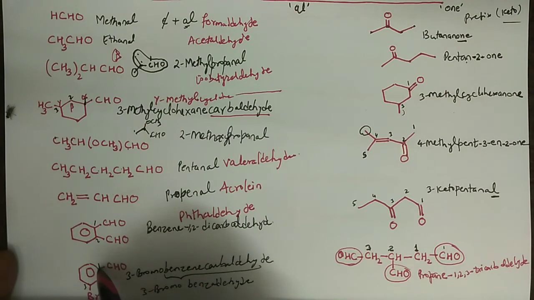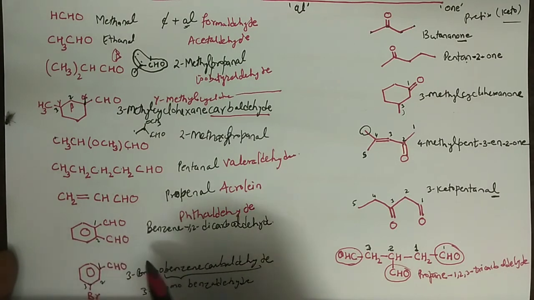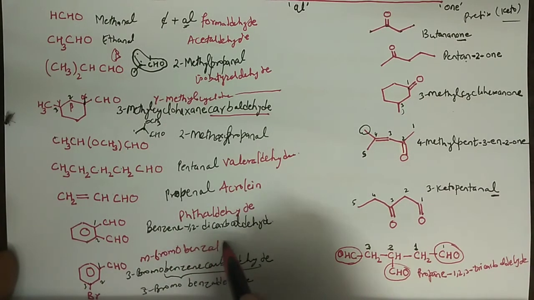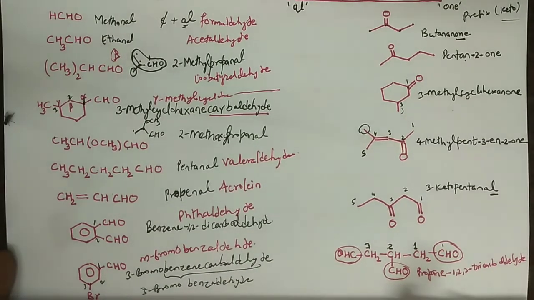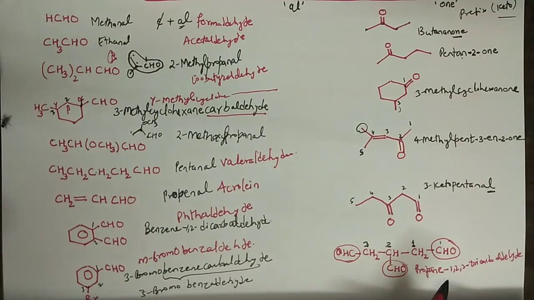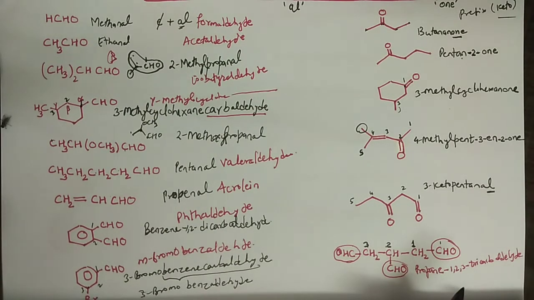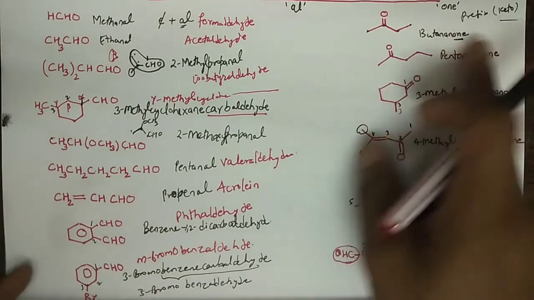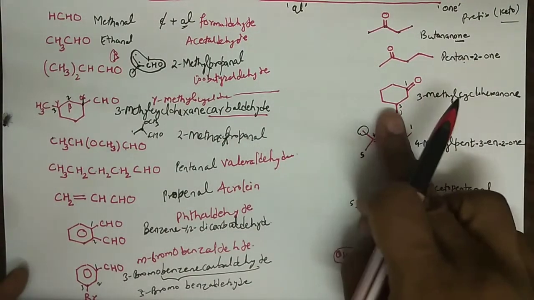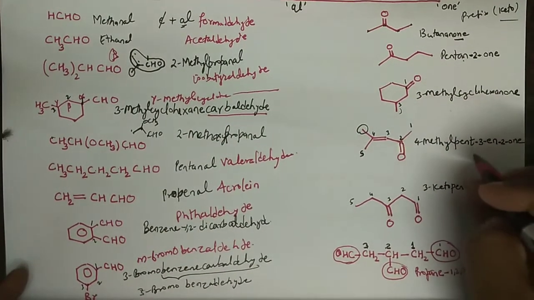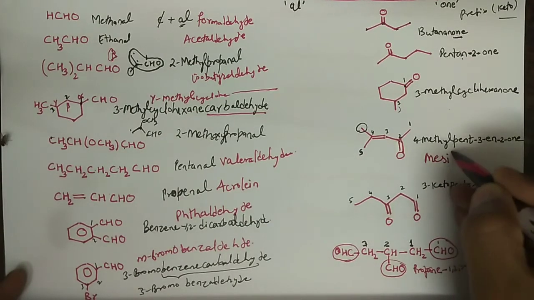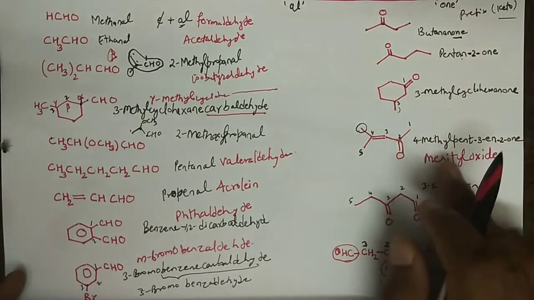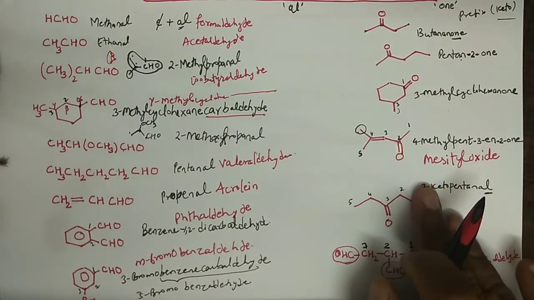This is from this part. Part is called meta, so it is called m-bromobenzaldehyde, right? And similarly, you can have very different compounds from the ketone side. However, the common name from the ketone side that is most famous is for this, and the common name for this is mesityl oxide, right? Here there is no other numbering for the ketone, so it is called mesityl oxide.